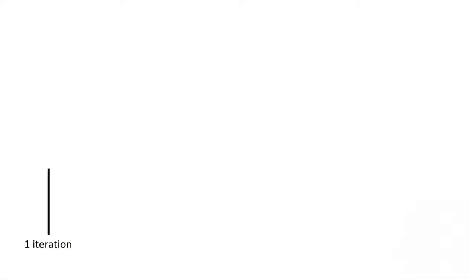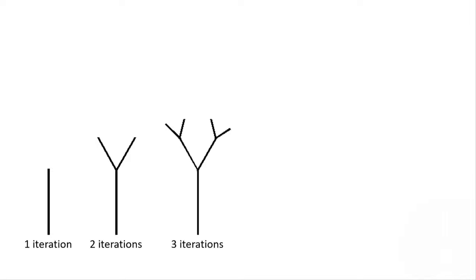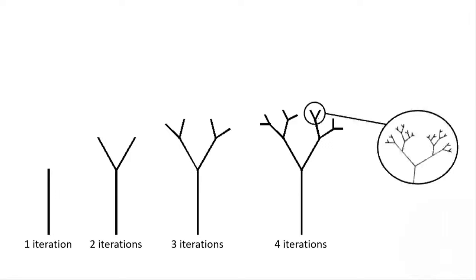Here's one iteration of fractal branching. You have a trunk going up, and it splits into two. Second iteration: the terminal node of each of those branches then splits into two, and then those split into two, and so on and so forth. This is an example of self-similarity at different scales through biological growth. In this example, I don't know how many iterations that would be.